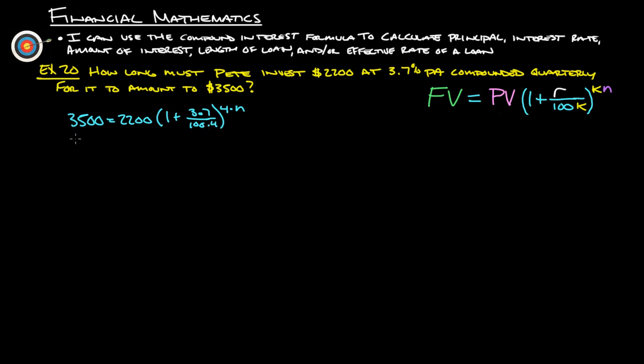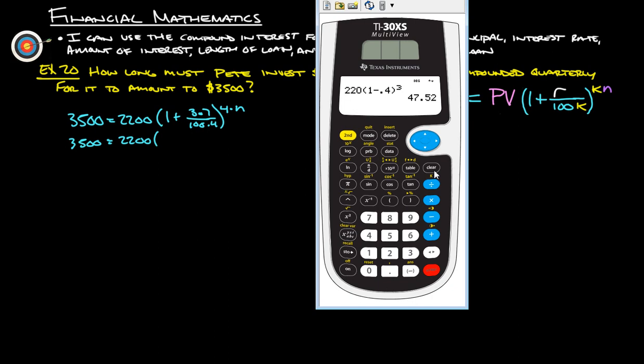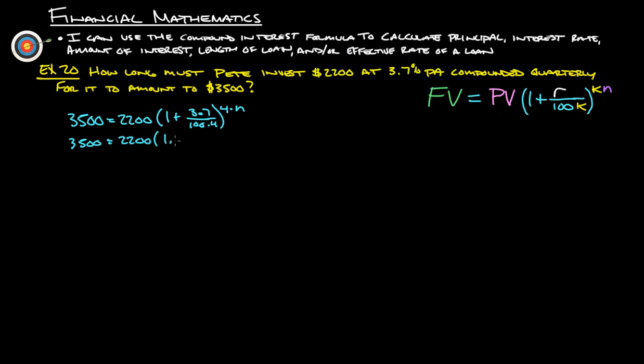Okay, so let's simplify this as best we can. 3,500 equals 2,200 times, let's figure out what this is. It's going to be 3.7 divided by 400, right? So that's 0.00925, so this is going to be 1.00925, all to the 4n. So first things first, we want to get n by itself, so we've got to start getting rid of some of this stuff. So we've got to divide both sides by 2,200, because 2,200 is multiplied by this.